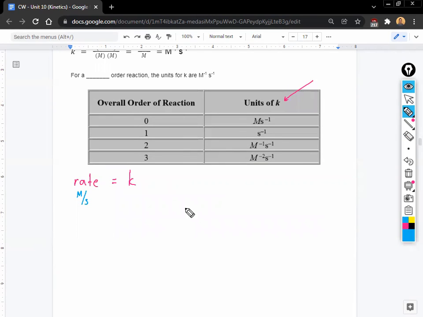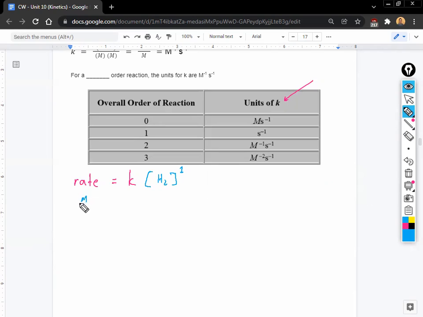Make sense? Okay, but let's say, for example, that the reactant concentration is to the power of 1, right? Order of the reaction is 1. Okay. That means what we would have to do for K is, this is going to be molarity.